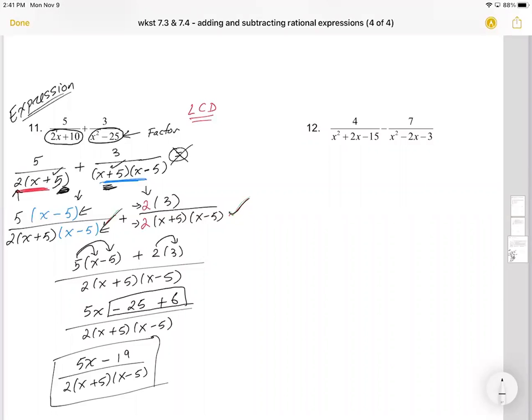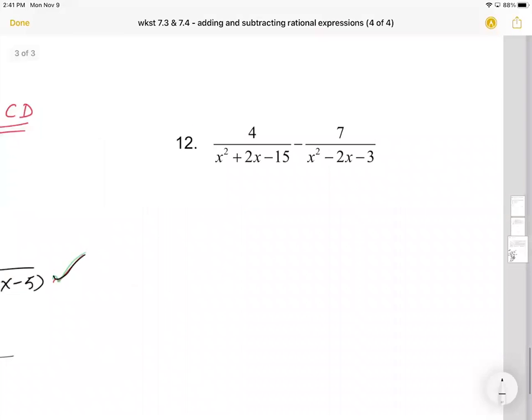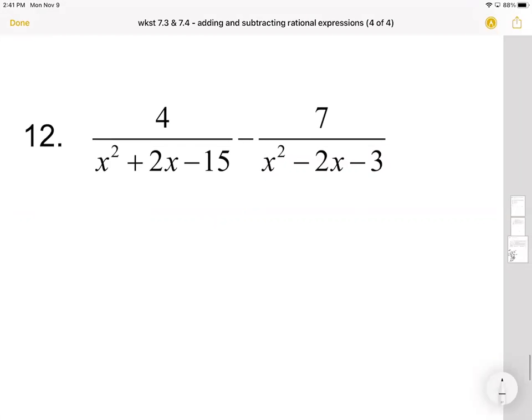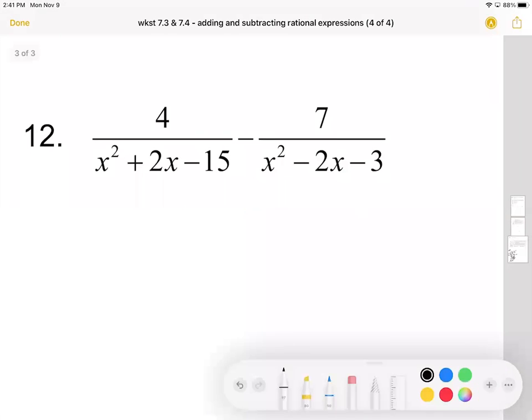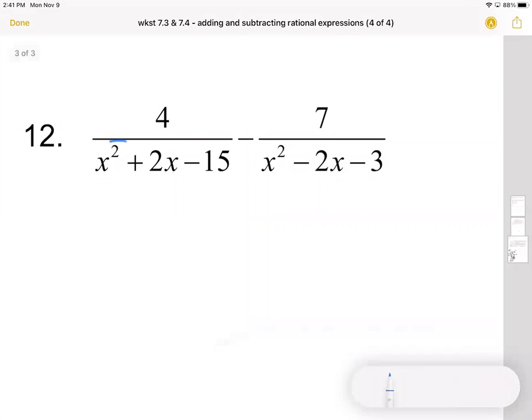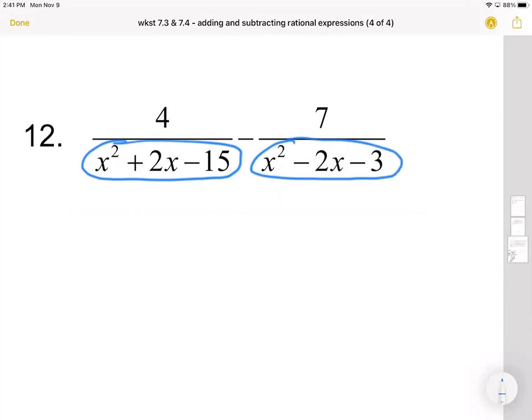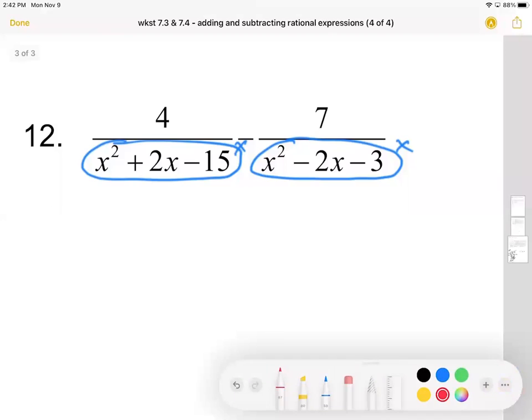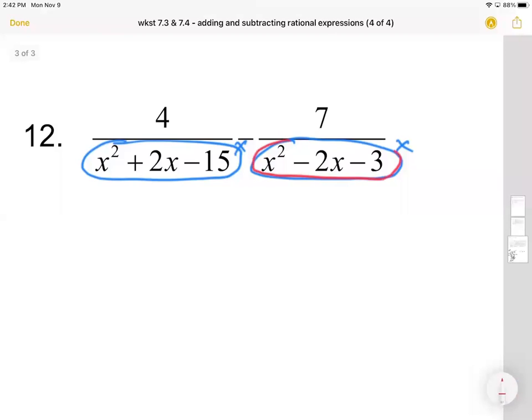Let's try one more here, number 12, and then I will let you guys go to see if you can do your homework. If you look at this item here, clearly the denominators are not the same. And if they are not the same, the first thing you need to do is factor them out. Let me use this color code: let me factor the left-hand side in blue and the right-hand side in red.